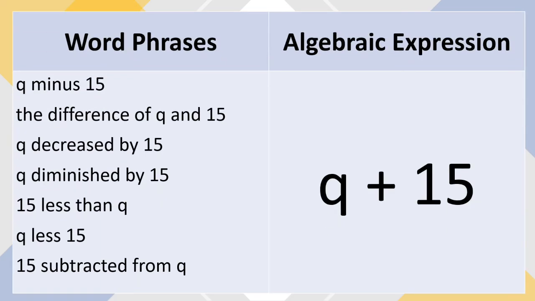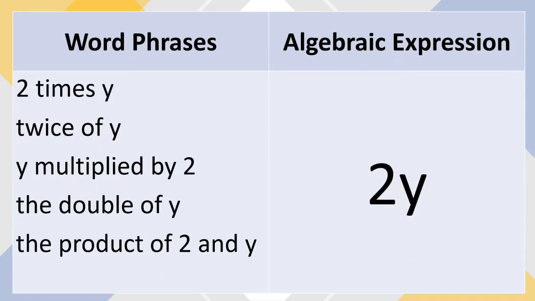For the word phrases q minus 15, the difference of q and 15, q decreased by 15, q diminished by 15, 15 less than q, q less than 15, and 15 subtracted from q, the algebraic expression for that is q minus 15.